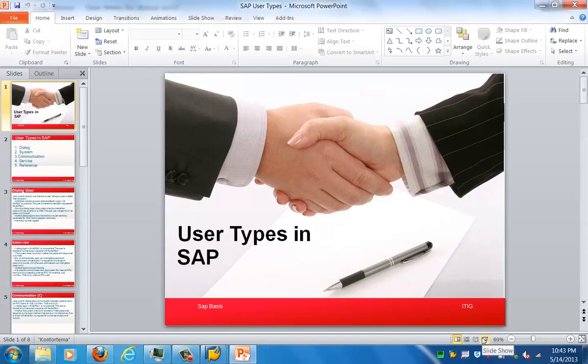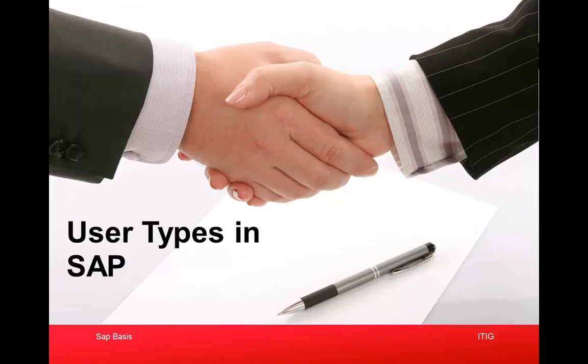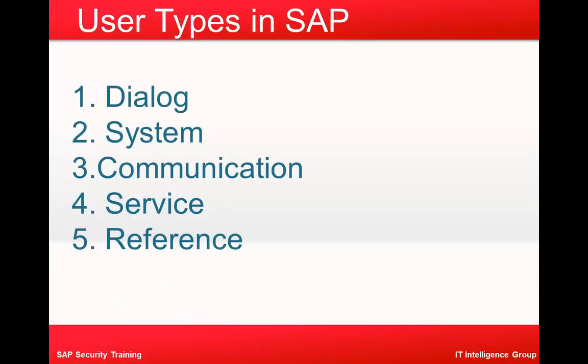Hi, good morning everyone. Let's get started with the next topic in this training session, which is on user types in SAP. In an SAP system, there are different types of users depending on the activity which needs to be performed. They comprise the dialog user, the system user, the communication user, the service user, and the reference user. Let's get into the details of each of these user types in our subsequent section.